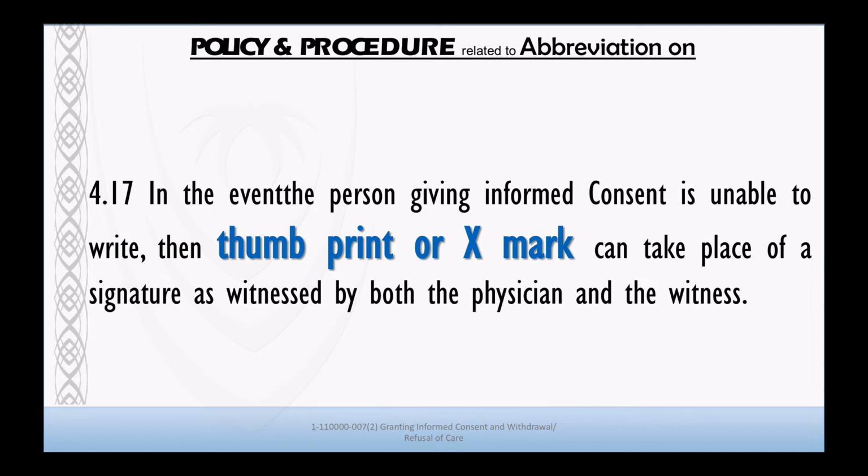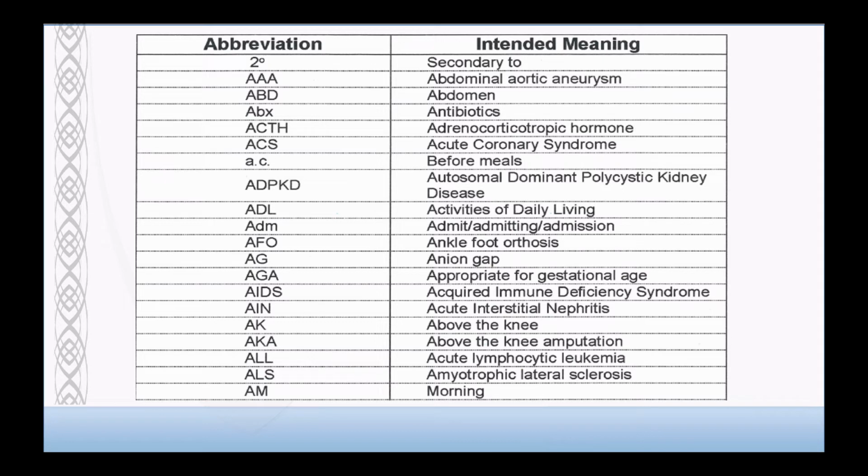Policy and procedure related to abbreviation on granting informed consent and withdrawal, refusal of care. 4.17 states that in the event the person giving the informed consent is unable to write, then thumb mark, print, or X mark can take the place of a signature as witnessed by both the physician and the witnesses. Appendix A. List of approved KUH abbreviations.